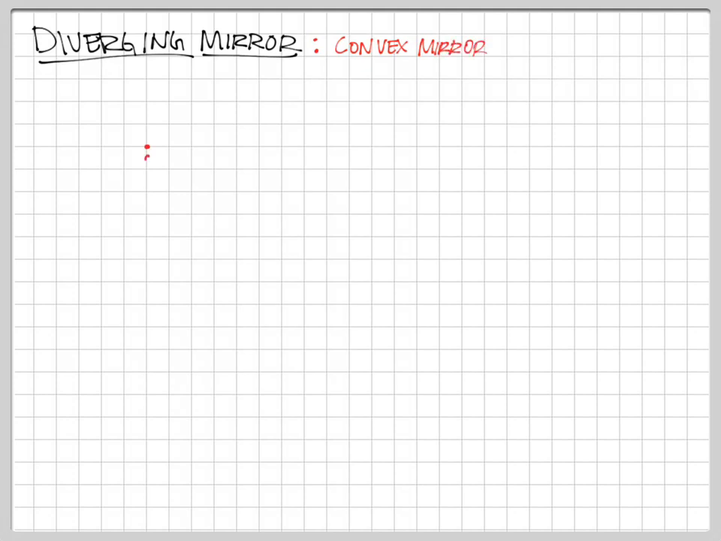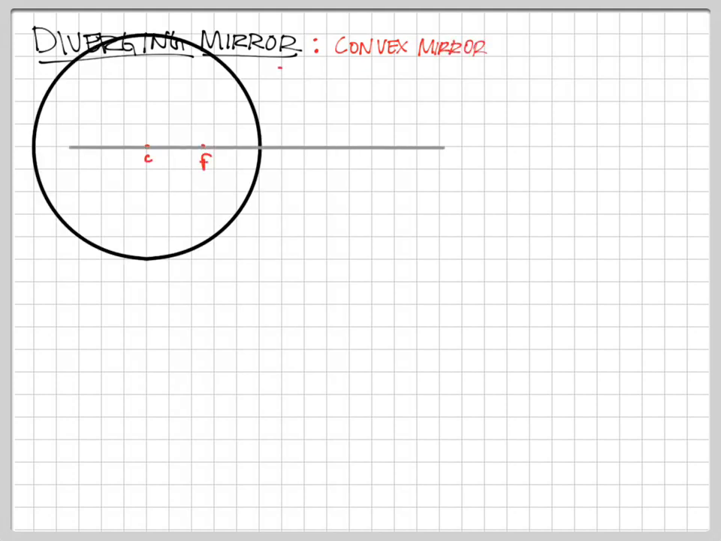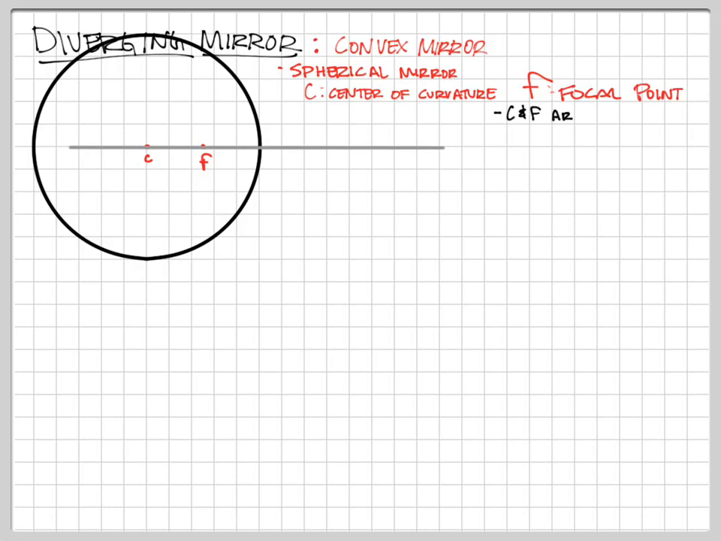We're going to move on to diverging mirrors. Now, a diverging mirror is a convex mirror. So we're going to draw one of those real quick. So, all these mirrors are spherical, when we're talking about the convex or the concave mirror. C and F here. C is the center of curvature. It's also the dead center of this circle. And F is half of C. It's our focal point.